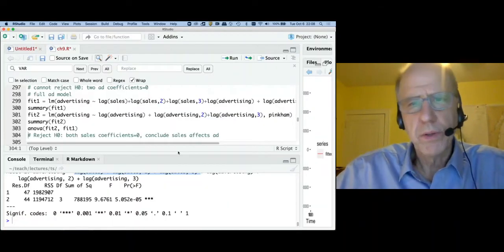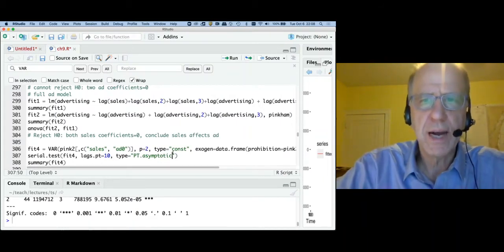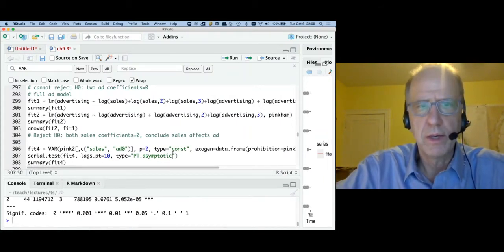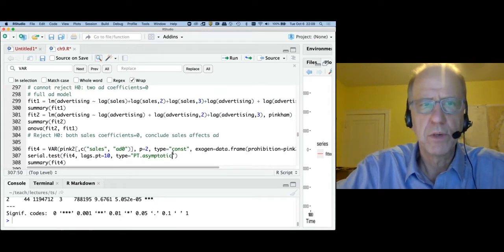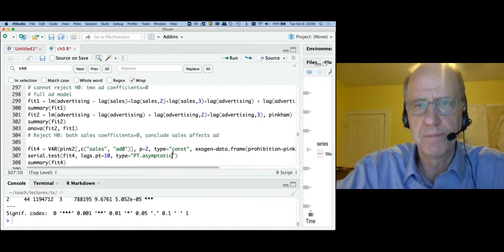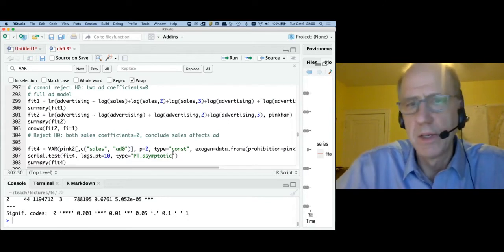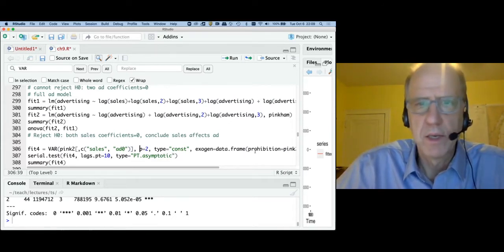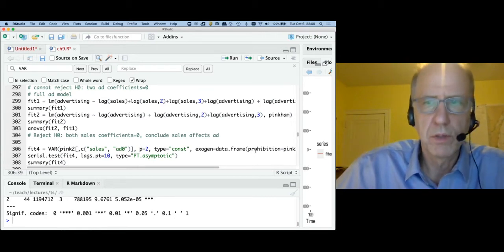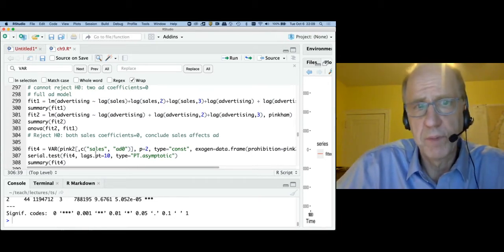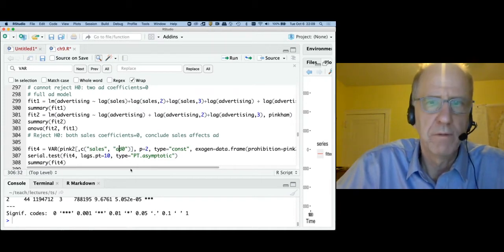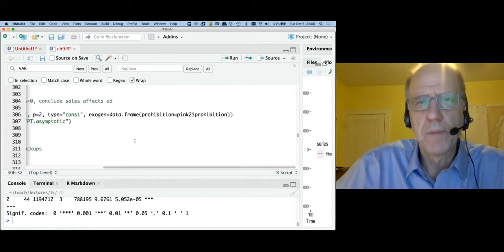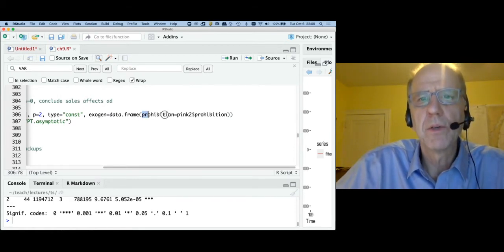I want to do one more thing with us. We can include exogenous variables in a VAR model. These are variables that are not affecting one another, but they are things that have happened outside of the system that could affect the variables in the system. A great example of this is prohibition. What effect did the fact that alcohol became illegal during prohibition have on both the advertising and the sales of the Lydia Pinkham data?